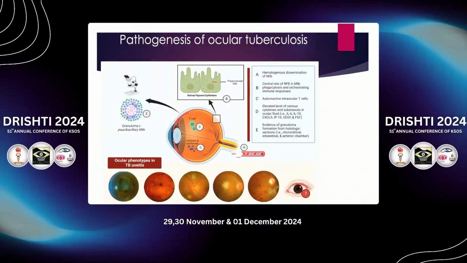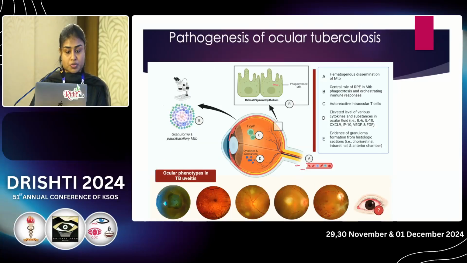The current understanding of TB uveitis pathogenesis relies on the concept that ocular inflammation can be because of a hematogenous dissemination of Mycobacterium tuberculosis, causing a direct infiltration to monocytes and related granuloma formation. The central role of RPE in Mycobacterium tuberculosis phagocytosis and orchestrating of the immune response has been identified. There is also the presence of autoreactive intraocular T cells and elevated levels of cytokines like interleukin 6, 10, VEGF factors.